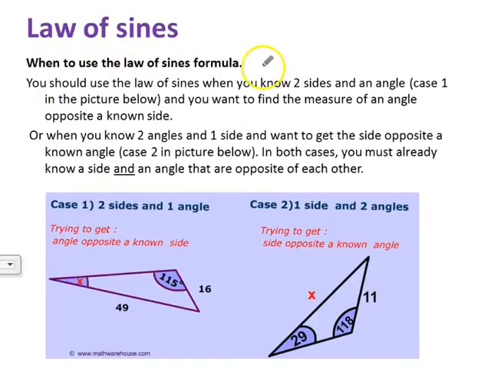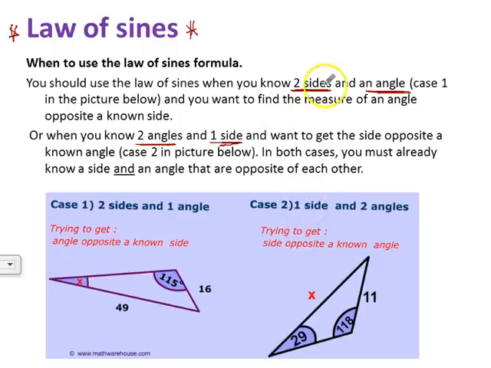So when do we use the law of sines? So let's focus on the law of sines first. We use the law of sines when we're given 2 side lengths and an angle. So that would be like case 1. We're given 2 side lengths and an angle. Or when we know two angles and one side, and we want to get the side opposite of a known angle.